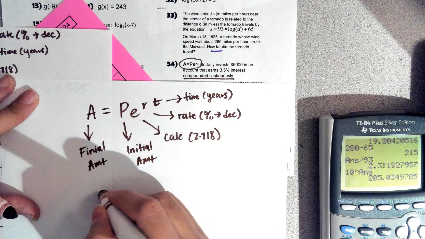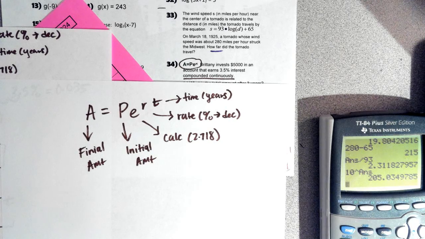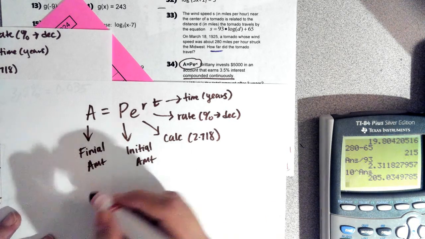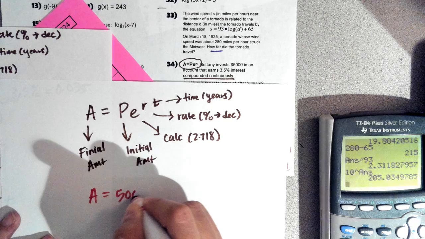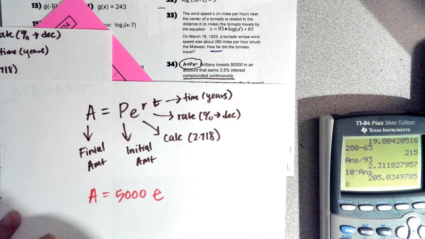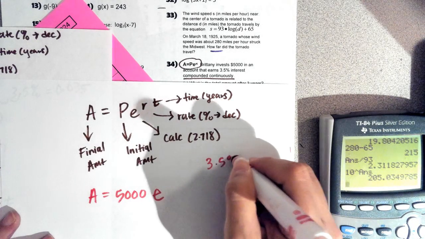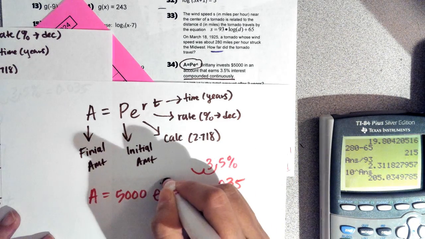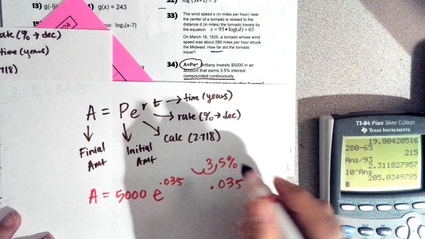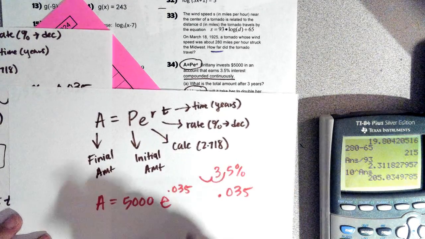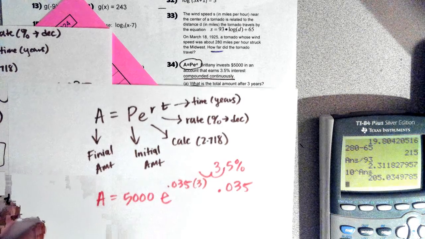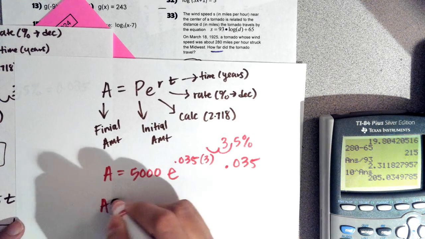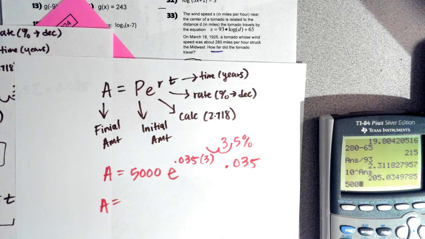So Brittany, we have A equals P times E to the RT. She invests $5,000. So that's my initial amount. I add a 3.5% interest, so I'm going to move the decimal back twice, so I get 0.035. And then it tells me for 3 years. My time is 3. So I'm going to plug this straight in my calculator. 5,000 E to the 0.035 times 3.